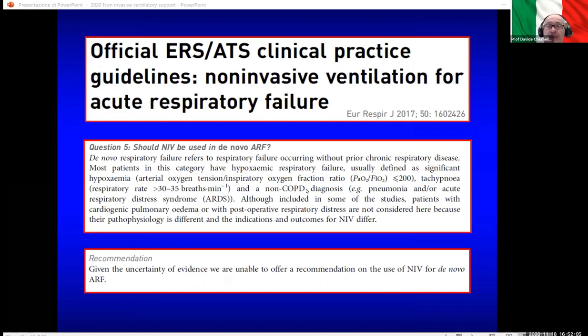Regarding the clinical recommendations, here are reported the official ERS/ATS guidelines that were released more than 3 years ago regarding the use of non-invasive ventilation in patients with acute respiratory failure. Patients with acute respiratory failure are defined as patients with a PaO2/FiO2 ratio lower than 200 and a respiratory rate higher than 35 breaths per minute, excluding COPD patients. And what they suggest, given the absence of good evidence, is that we are unable to offer a strict recommendation to use non-invasive ventilation in patients with acute respiratory failure.